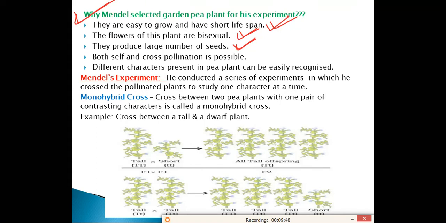Both self and cross pollination are possible in the pea plant. And the last point is that different characters present in the pea plant can be easily recognized. It means 7 pairs of contrasting characters are there, so that we can easily recognize them in a pea plant.